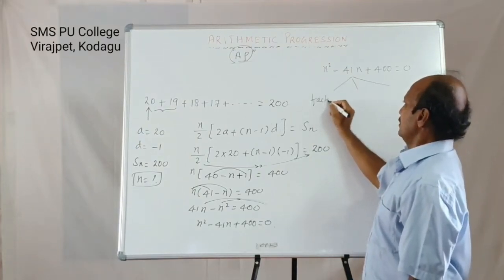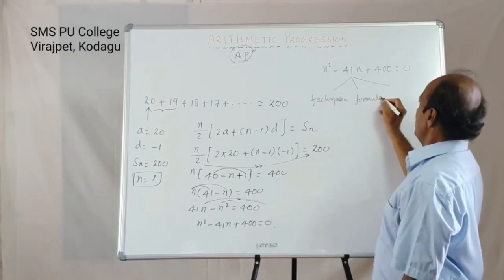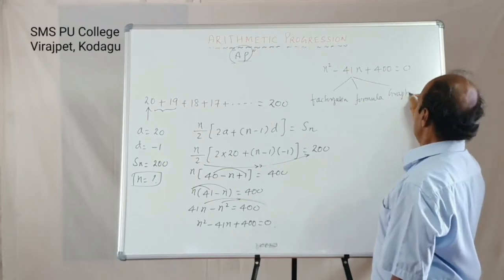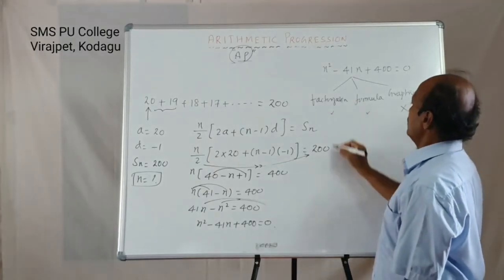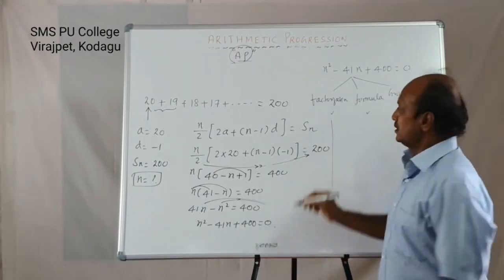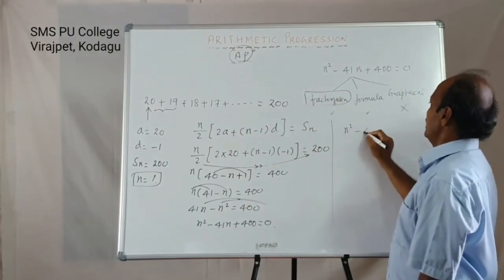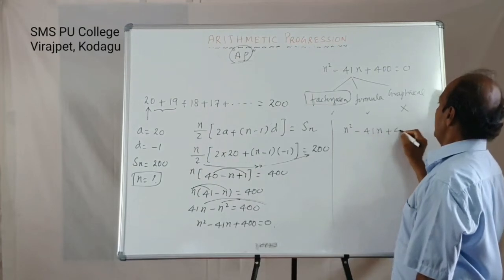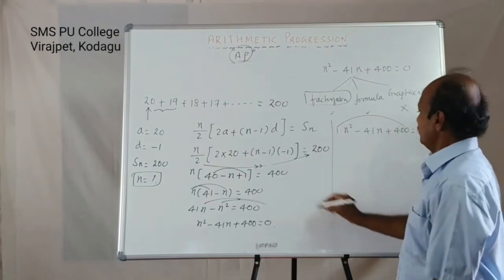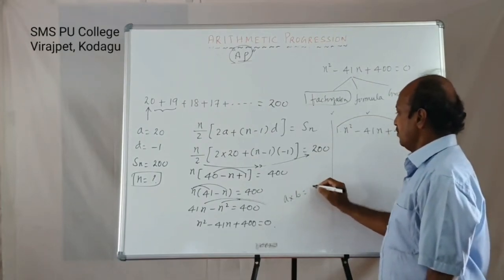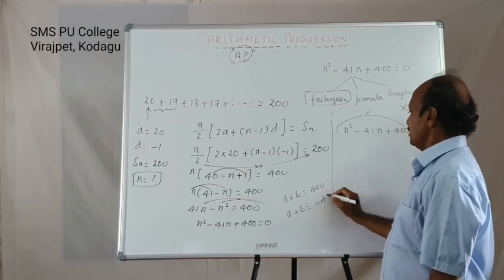Factorization, another is the formula method, another is the graphical method. This is tedious, right? Either you can go for this or you can go for it. The suggested one is to go by factorization method if possible. What is given? n square minus 41n plus 400 is equal to 0. There are two terms. If you multiply, you should get 400. If you add, you should get minus 41.